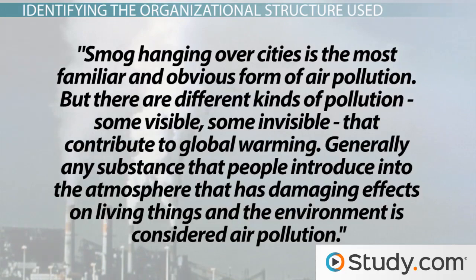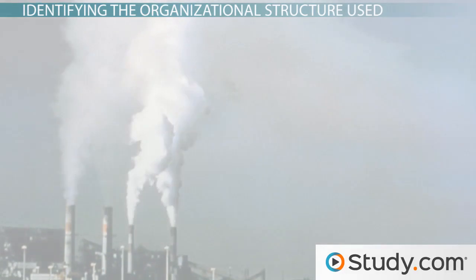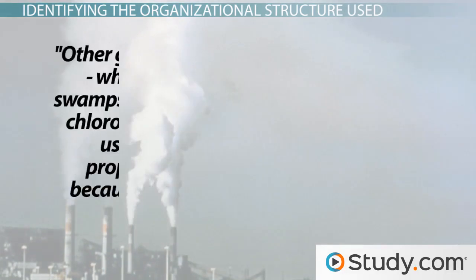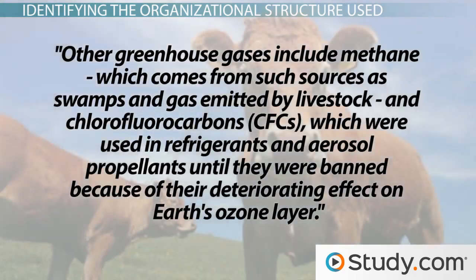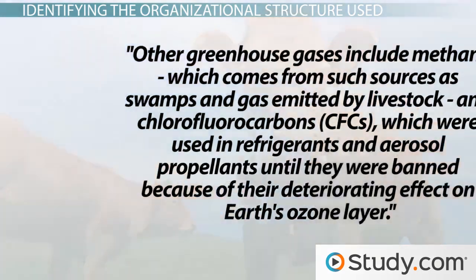The article goes on to include details such as other greenhouse gases include methane, which comes from such sources as swamps and gas emitted by livestock, and chlorofluorocarbons, CFCs, which were used in refrigerants and aerosol propellants until they were banned because of their deteriorating effect on Earth's ozone layer.